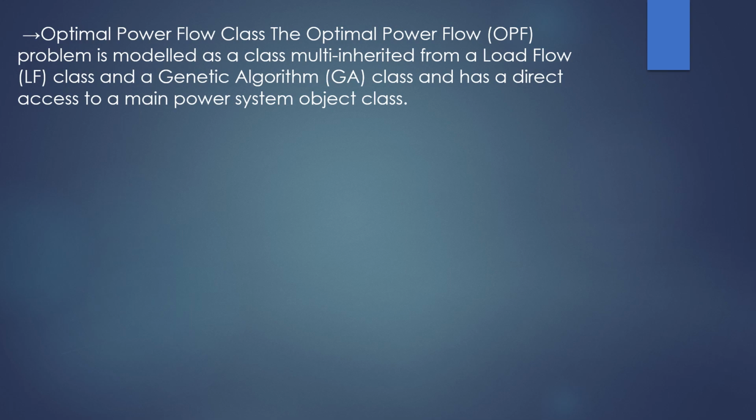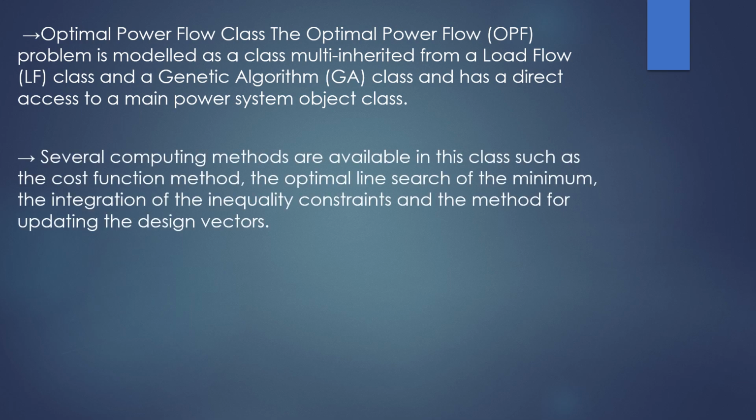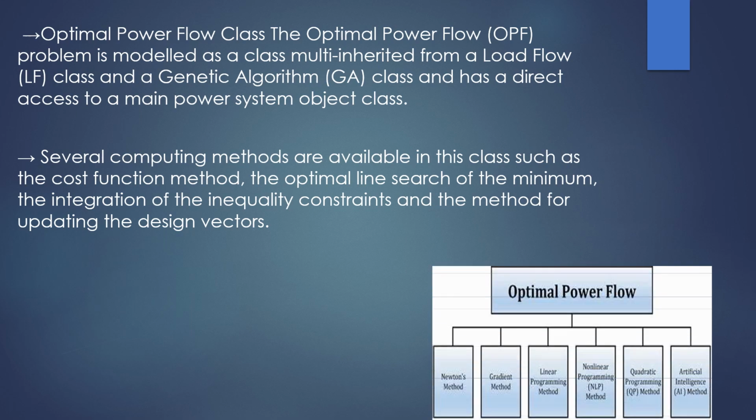Optimal power flows class. The optimal power flow (OPF) problem is modeled as a class multi-inherited from a load flow (LF) class and a genetic algorithm (GA) class, and has direct access to a main power system object class. Several computing methods are available in this class, such as the cost function method, optimal line search of the minimum, the integration of the inequality constraint, and the methods for updating the design vectors.